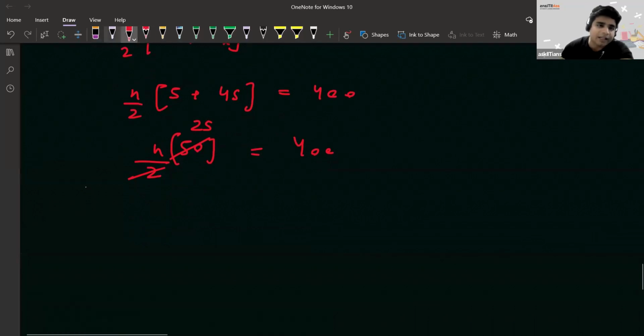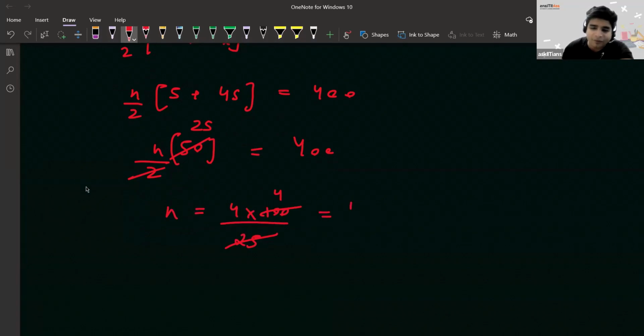On the other side, it will get divided with 400. So I will have n is equal to 400 divided by 25. Is this clear, everyone? Tell me yes or no. 400, everyone. I will write 400 as 4 into 100. 25 and 100, 4. So 4 into 4, 16. My n is 16, everyone.